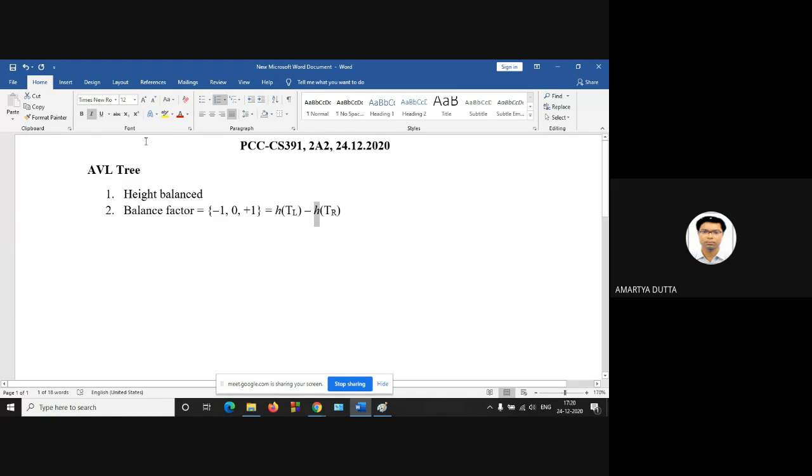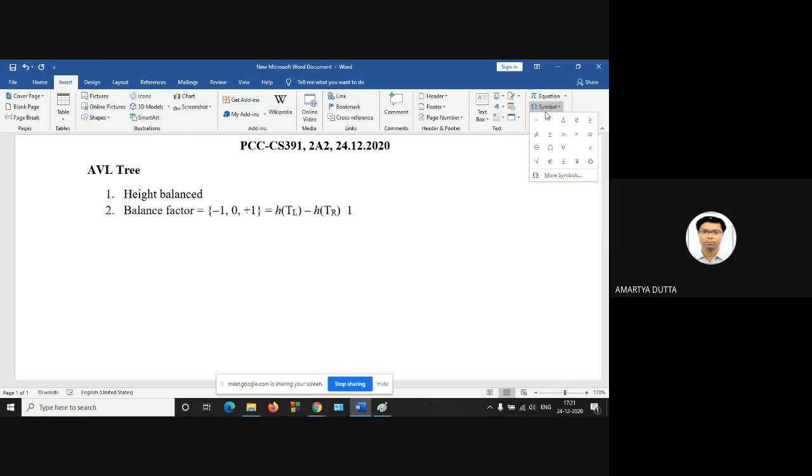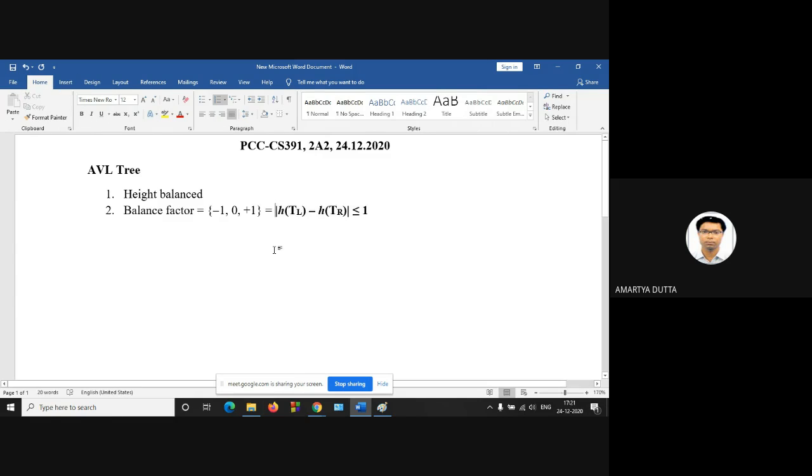Now, this should be less than or equal to 1. This is the balance factor, which should be less than or equal to 1, that is, mod of HTL minus HTR is less than or equal to 1. This is the balance factor of a particular node.